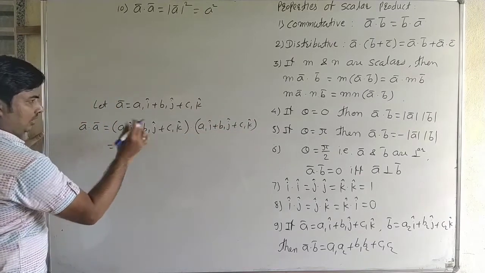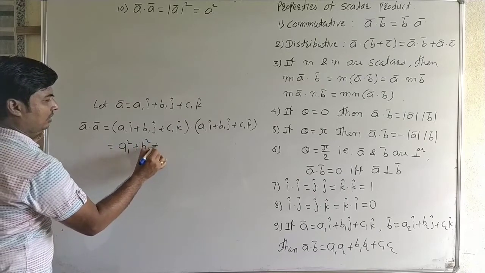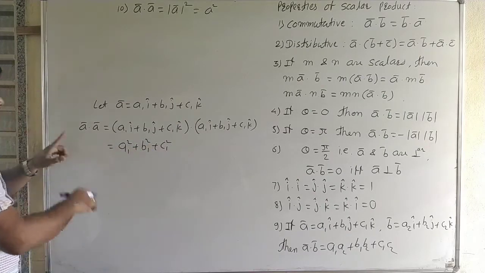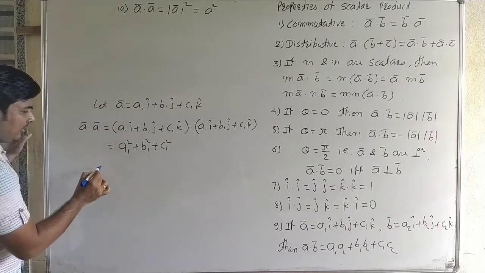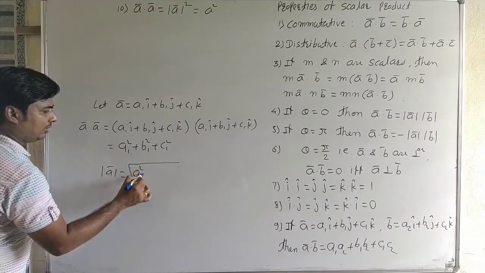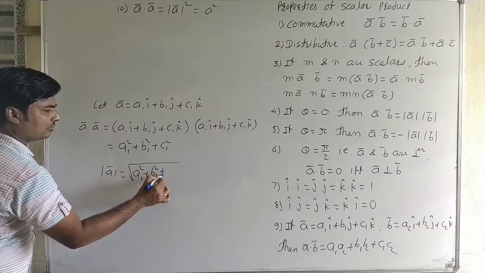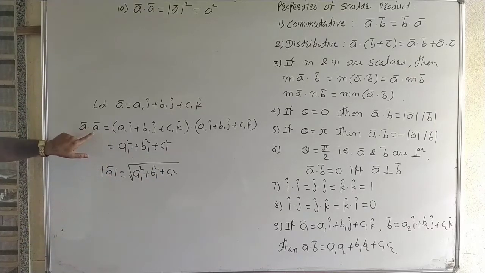Then A1 square plus B1 square plus C1 square. It is A bar dot A bar, and the magnitude of A bar is the square root of A1 square plus B1 square plus C1 square, and it is A square. Therefore A bar dot A bar is equal to the magnitude of A bar square.